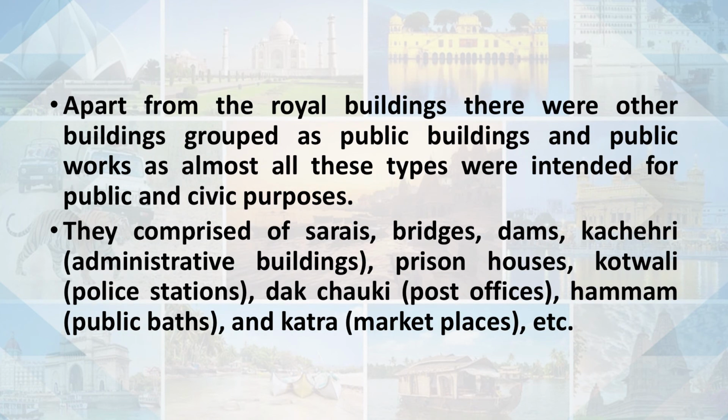Public buildings. Apart from the royal buildings, there were other buildings grouped as public buildings and public works, as almost all these types were intended for public and civic purposes. They comprised of sarais, bridges, dams, kacheris, prisons, houses, kotwali, dak chowki, hammam, etc.